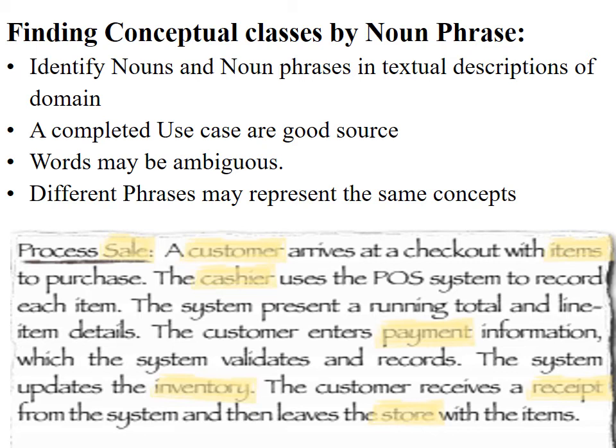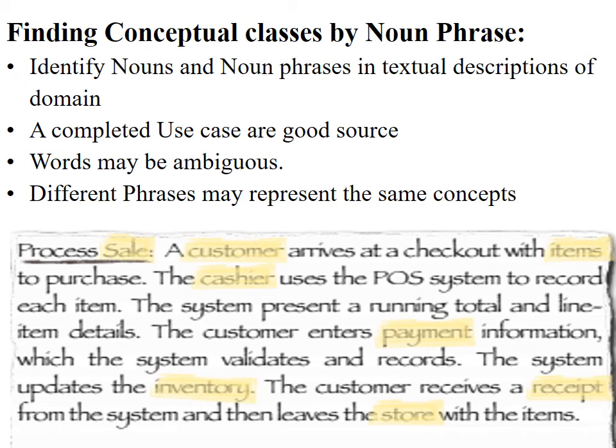The next way of finding the conceptual class is with the help of noun phrases. Look at the paragraph given in the bottom line. This paragraph is about process sale, how the process sale takes place. A customer arrives at the checkout with items to purchase. This is our POS system. The cashier uses the POS system to record each item. The system presents a running total and line item details, and so on. From this paragraph, we are going to identify the nouns. Obviously, the nouns are concepts.